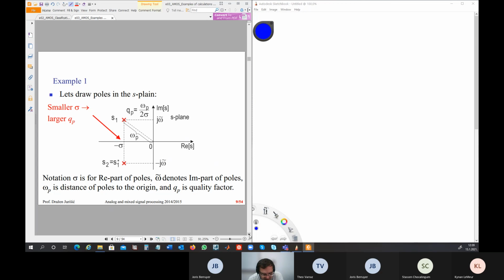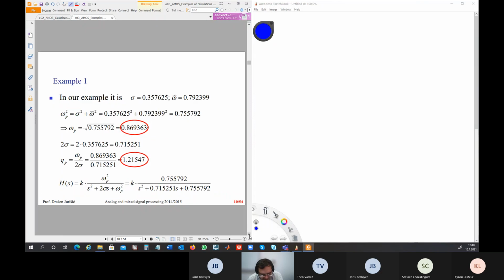And then you see here that QP is larger when sigma, which is the real part, is smaller. So if the pole is going to be near to the imaginary axis, you will have larger QP. Sigma is the notation for the real part of poles. Omega tilde denotes the imaginary part of poles. And omega without tilde is then the distance of the poles from the origin. This is what we already know.